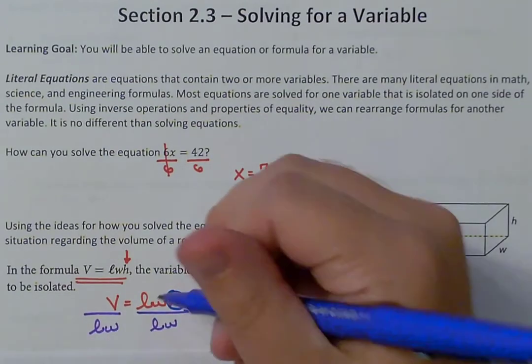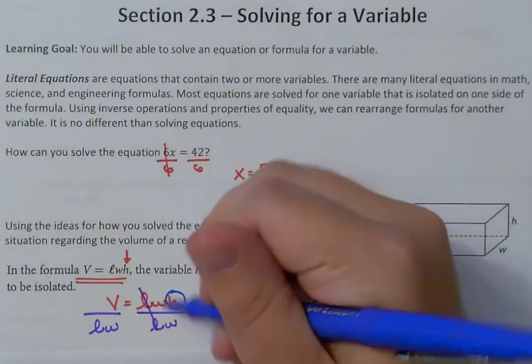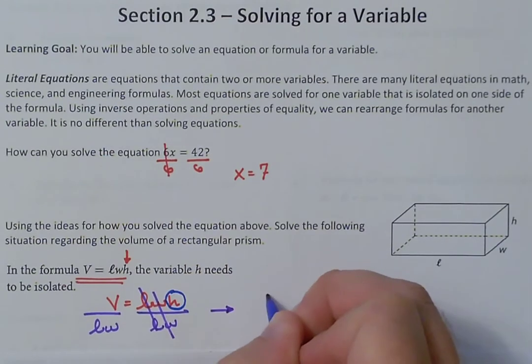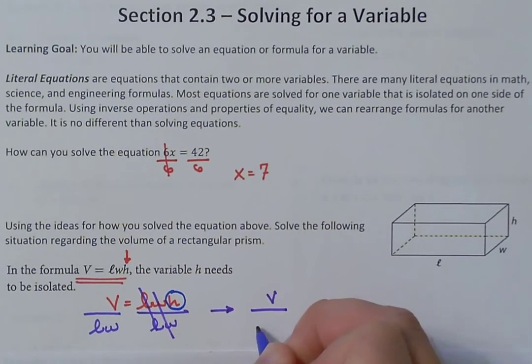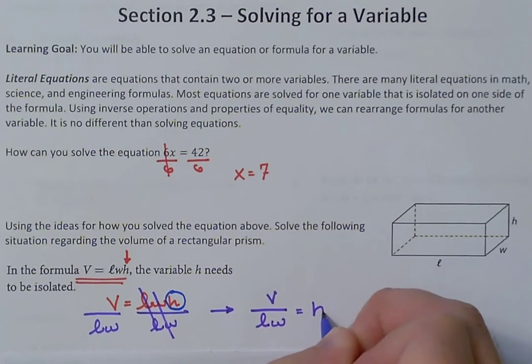So when I do that, because I have L's in common on top and bottom on the right, and W's in common on top and bottom on the right, those cancel out. So then when I go to rewrite this, I have V equals LW over H.